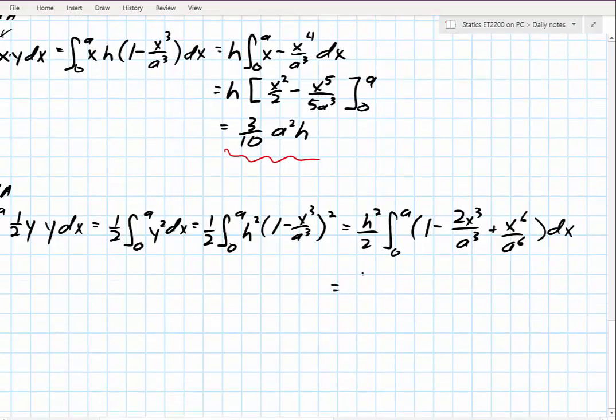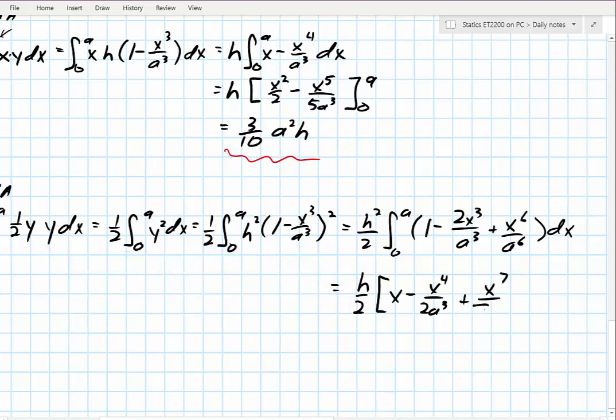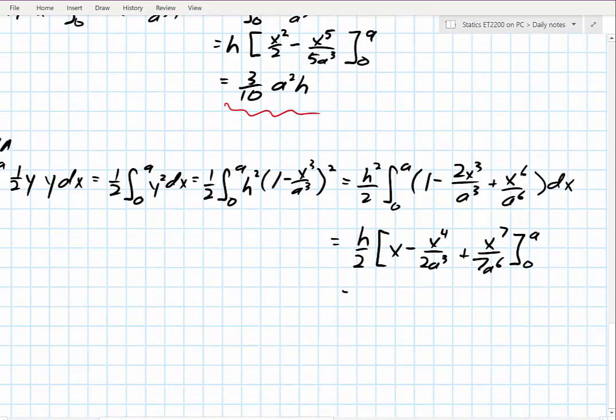Now I can finally get to my integration, bring down the constant. Integration, I have x minus x to the 4th over 2a cubed plus x to the 7th over 7a to the 6th. All this from 0 to a. So plug in your a and do a little simplification. You end up with 9/28 a h squared.